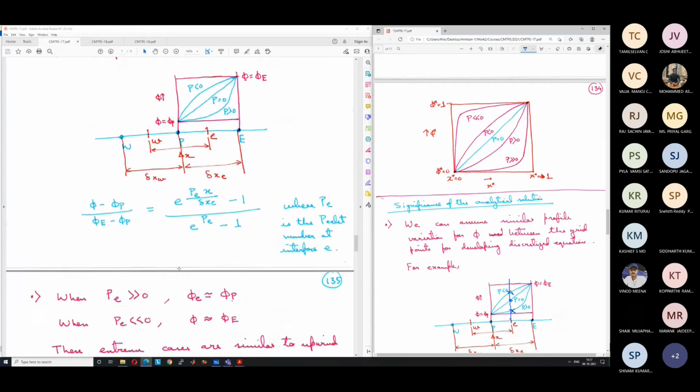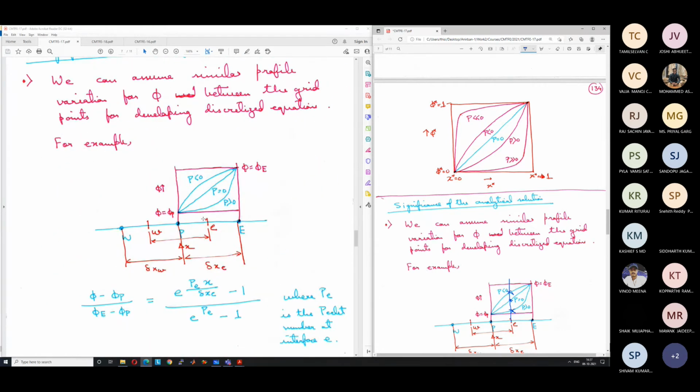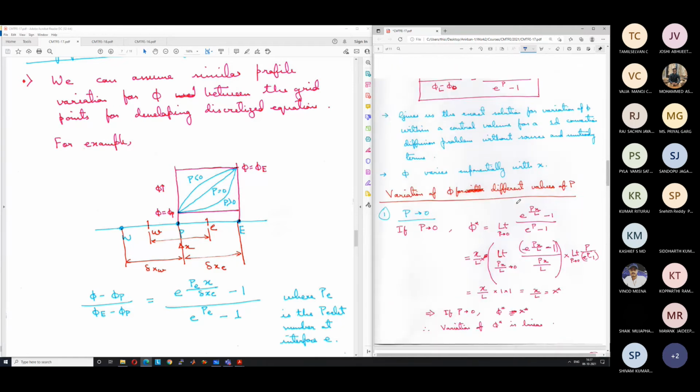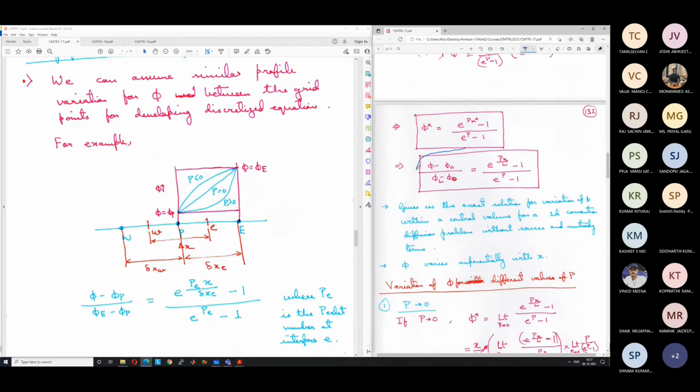I'll come to that. Okay. So for this, the variation is (phi minus phi p) by (phi minus phi p). Remember what was our solution? We should not forget that this is our solution. This is our exponential solution. Okay. Phi minus phi p. Now this left hand side value is phi p by phi minus phi p. Instead of phi l and phi 0, we are replacing them. Is equal to e to the power p. Okay. Peclet number at the interface.